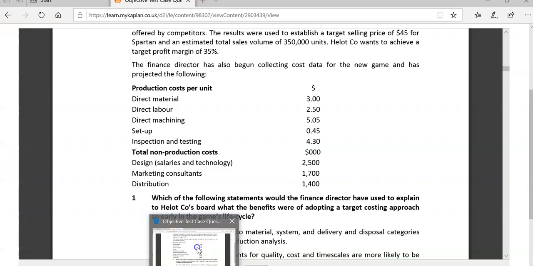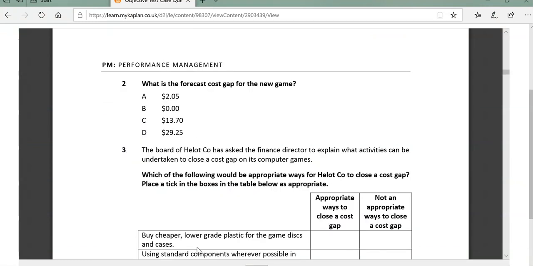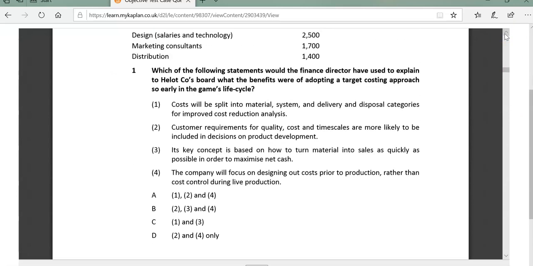A bit of theory, which is not a bad thing actually, because you can somehow see the questions. It's all about value. Which of the following statements will the finance director have? As in, why is target costing a good thing? Cost will be split between material, systems, delivery, and disposal. No, this is environmental management accounting. This has nothing to do with target costing, so it's not number one. We are going to tend to focus more on quality and costs in terms of decision making. So 2 is definitely correct.